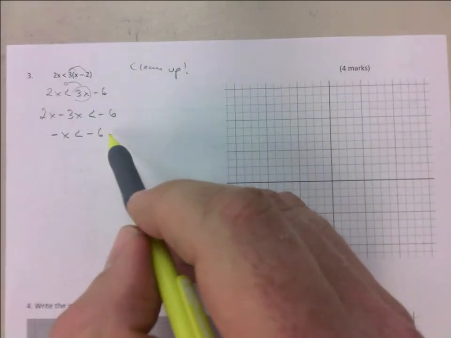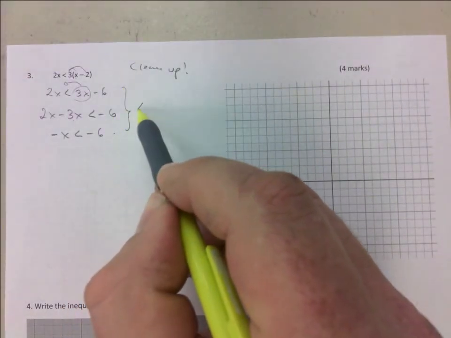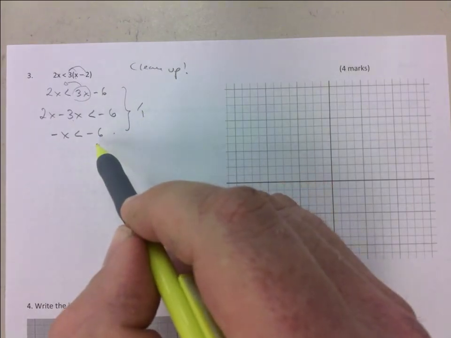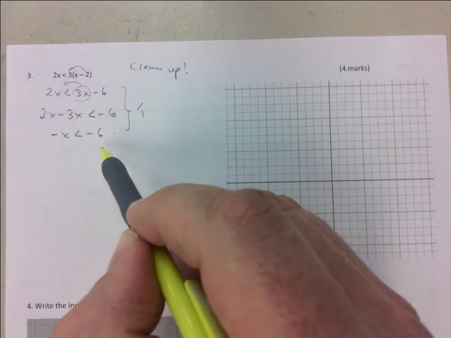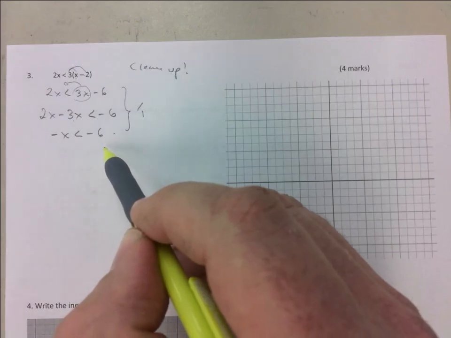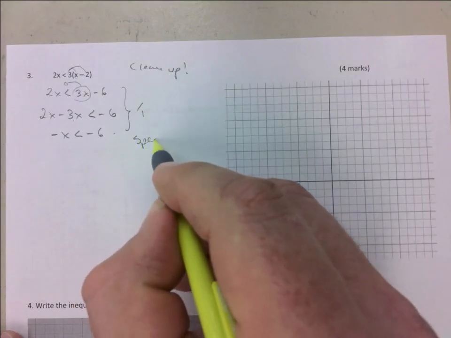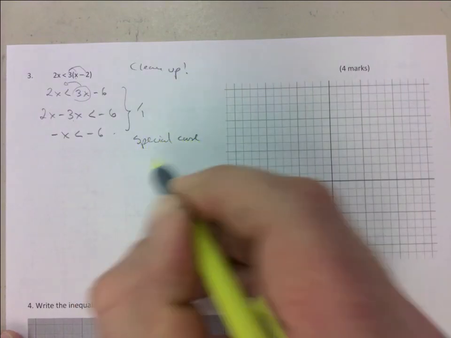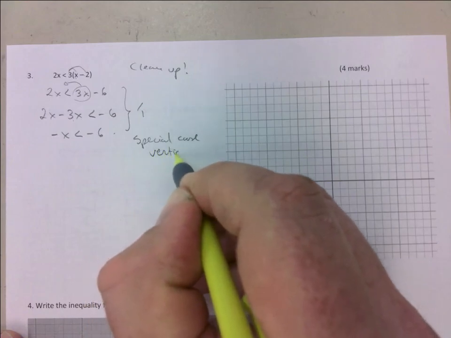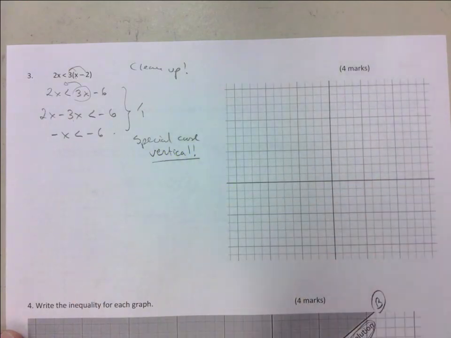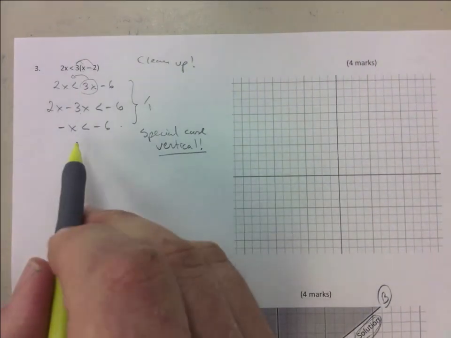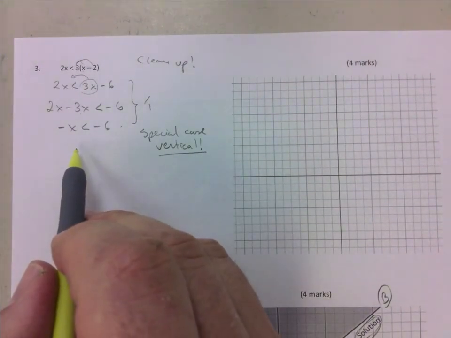So I'll give you one mark to get to here. Like, you cleaning up and getting it to here is for sure a mark. And then you realize, wait a minute, there's no y here. This is a special case, okay? Special case. And it's a vertical line, okay? That's on your study sheet. So I don't have to find the x-intercept necessarily.